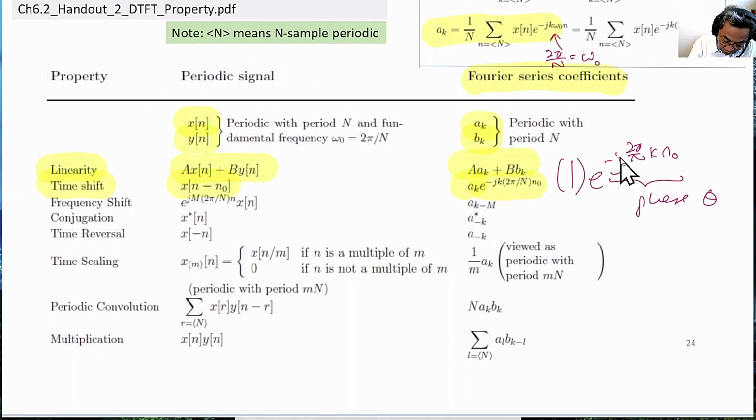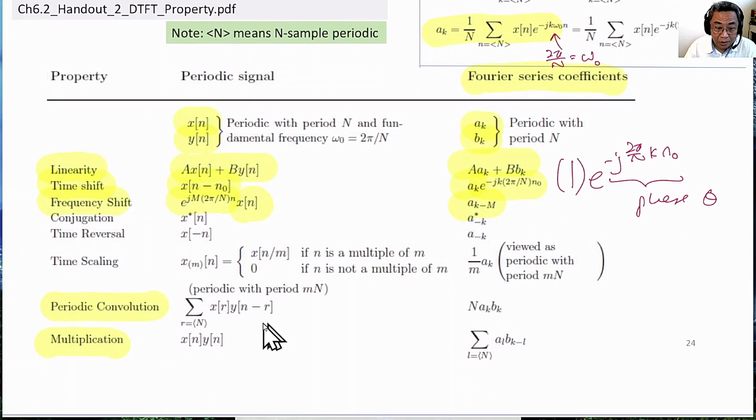Alright, so we are also interested in the frequency shift. Basically means that we multiply a complex exponential with the original sequence, and here in the coefficients, you realize that the coefficients are shifted along the frequency, and of course we are indexing at k. So we are multiplying by m times 2π over N, the frequency. We're shifting by m.